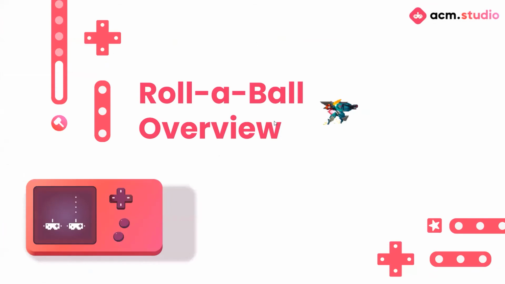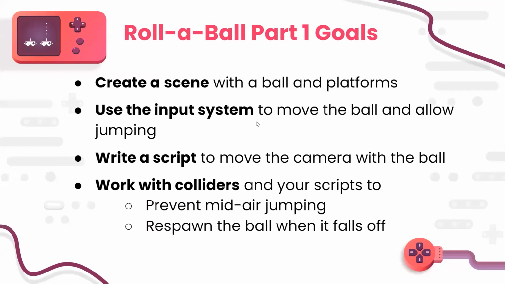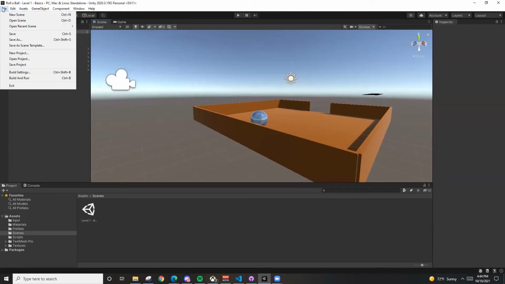And so in this tutorial, part 1, we're going to go over several goals. One is creating a scene with a ball and platforms. Second is using an input system to be able to move the ball and allow for jumping. Third is to write a script that moves the camera along with the ball. And the fourth is to work with colliders and scripts to prevent midair jumping and respawning when the ball falls off a platform. Okay, so first I'm going to go ahead and create a new scene so we can start moving around and getting used to Unity.